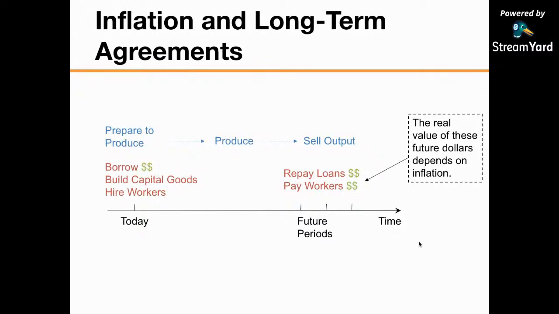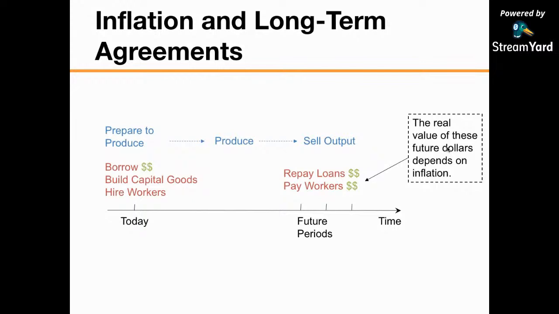So this little graphic here shows you inflation and long-term agreements that we have to prepare to produce, and then sell. This is obviously our business model here. Today, we're going to have to borrow money to build capital goods and hire workers. We're going to produce. And then once we sell, we're going to have to repay those loans and pay our workers. The real value of the future dollars really depends on inflation.